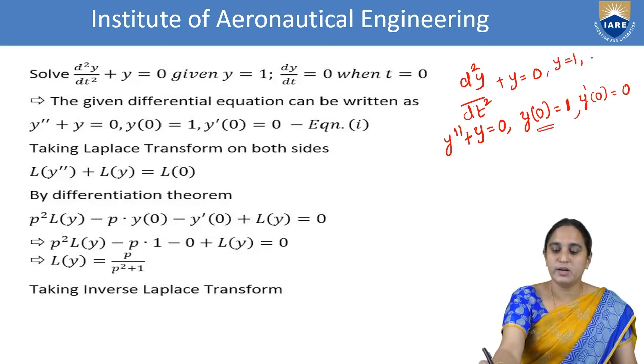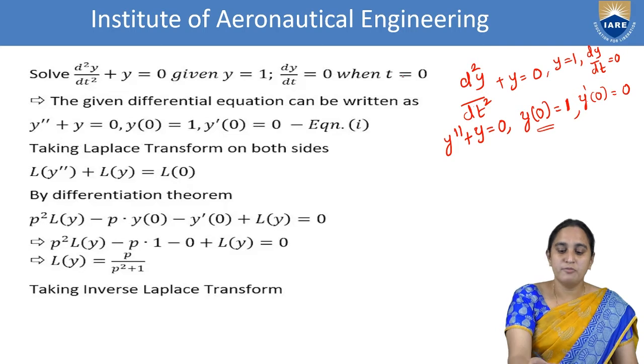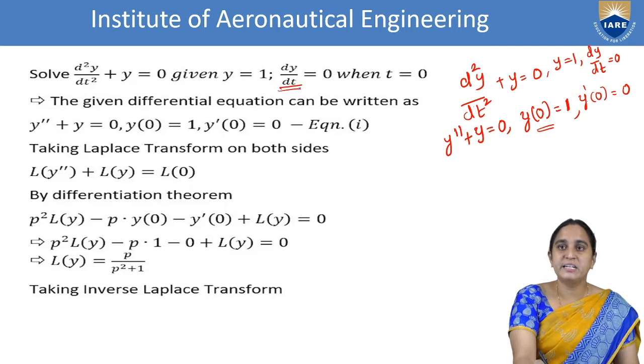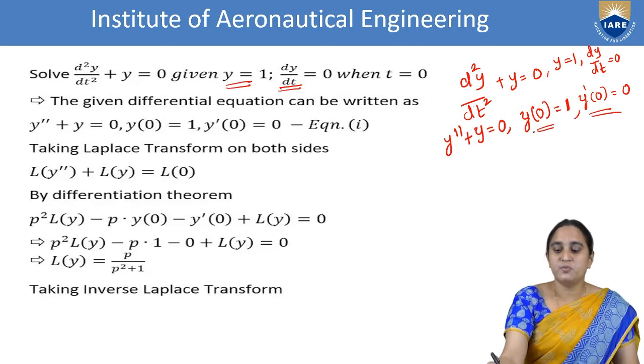y is equal to 1 and dy/dt is equal to 0 when t is equal to 0. From that I'll write dy/dt is 0 means y'(0) = 0, and y is equal to 1 means y(0) = 1. Already I discussed the steps in the previous slide: reducing to a Laplace transform equation, taking Laplace transform on both sides.